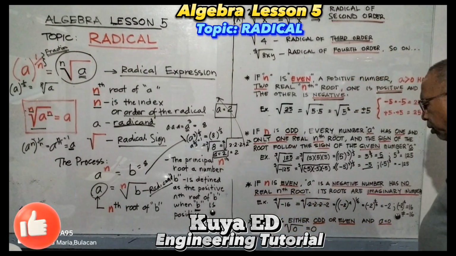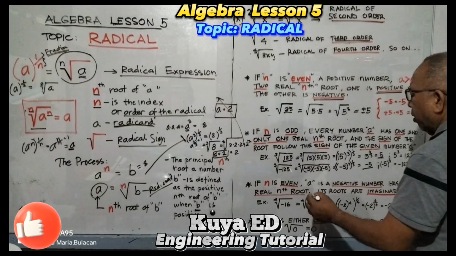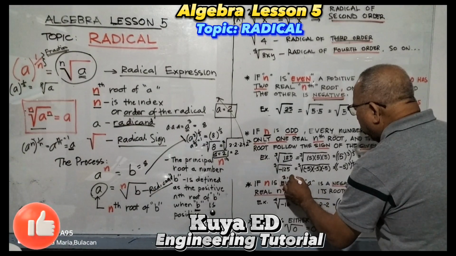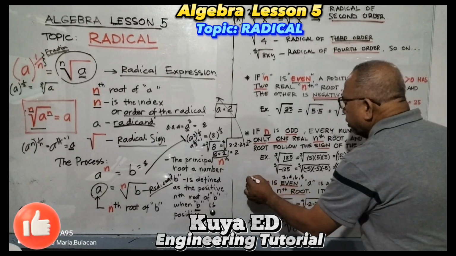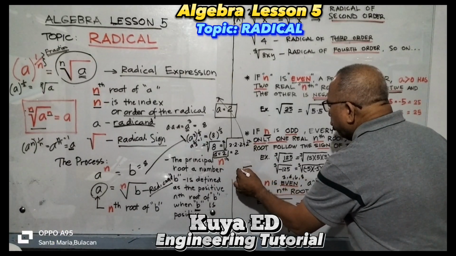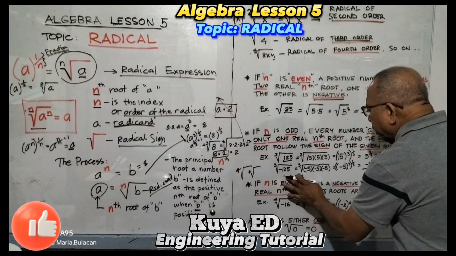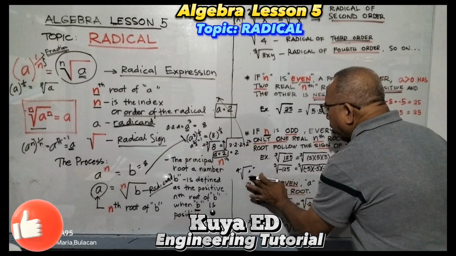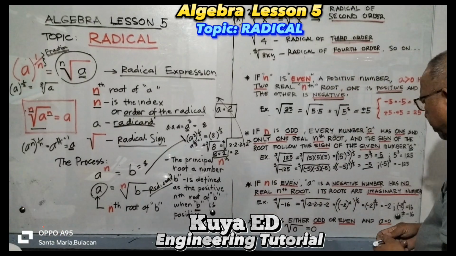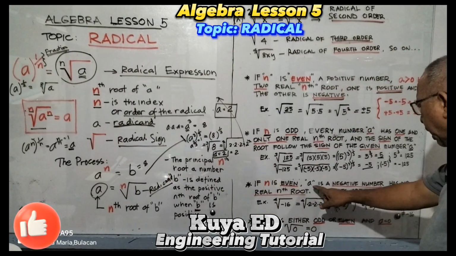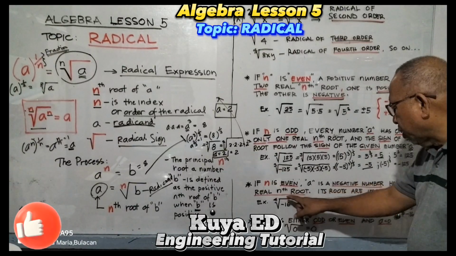Next, paano naman daw if n is even? So, even, again, sa 2, 4, 6, 8, no? 4th root, 6th root. Okay, so ganun yan. Sa negative daw yung number, yung number na radical is negative, so it has no real root.